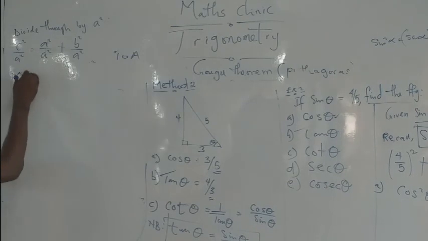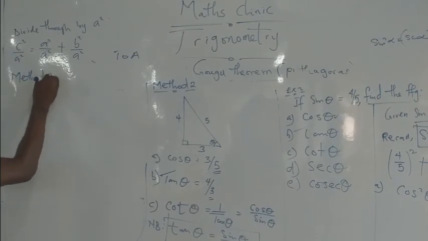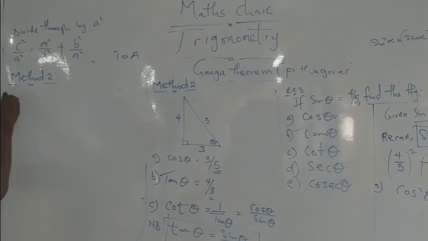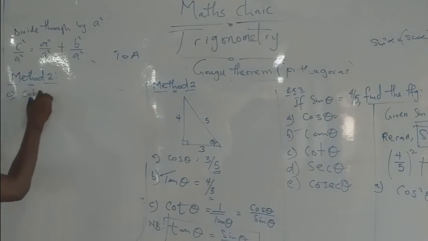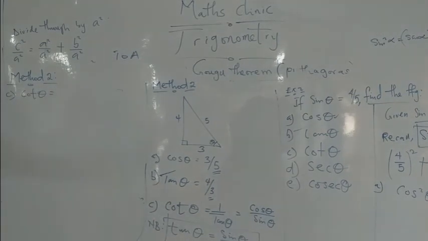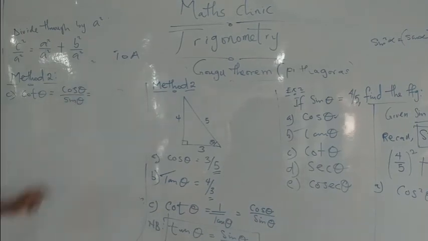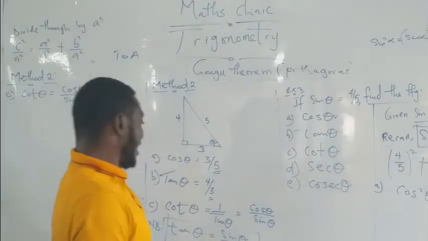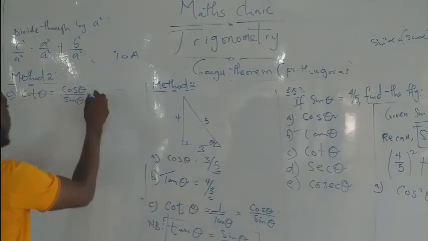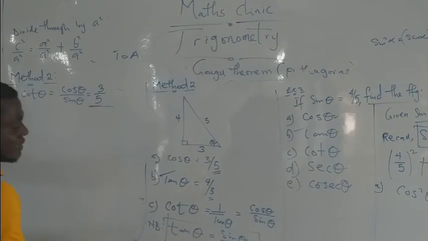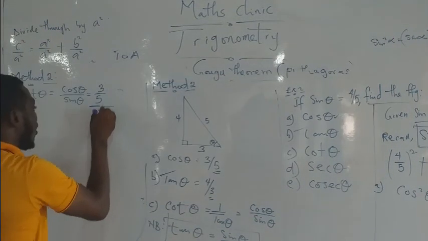Method 2. We know that was C. We know that cot theta equals what? Equals cos theta over sine theta, which is equal to what? Cos theta is 3 over 5. That's 3 over 5 divided by sine theta. That's what? 4 upon 5.